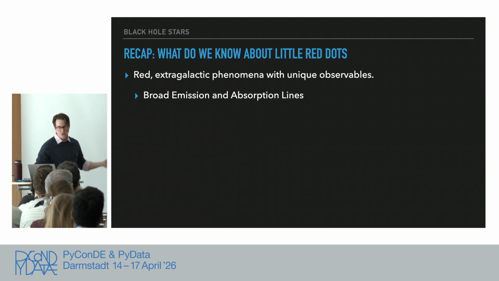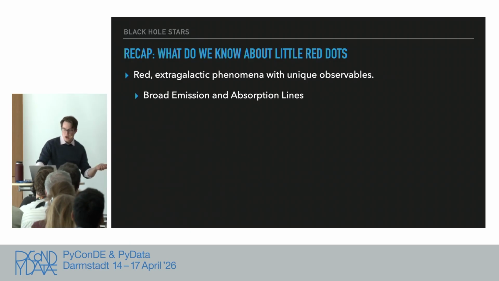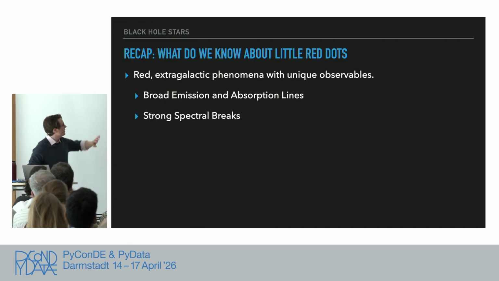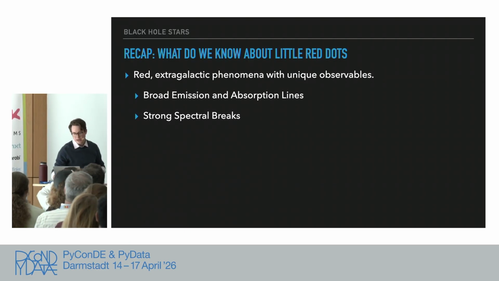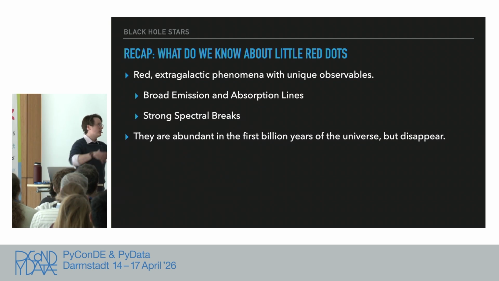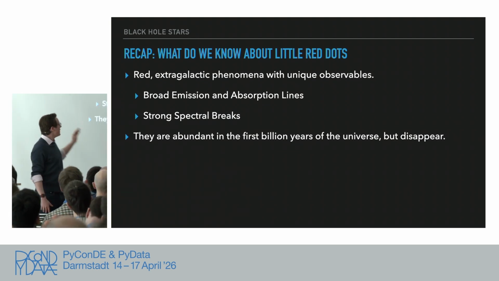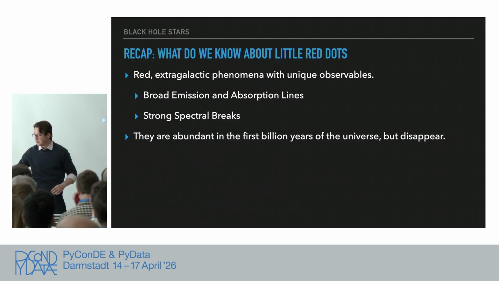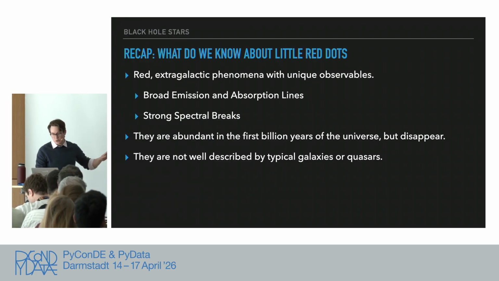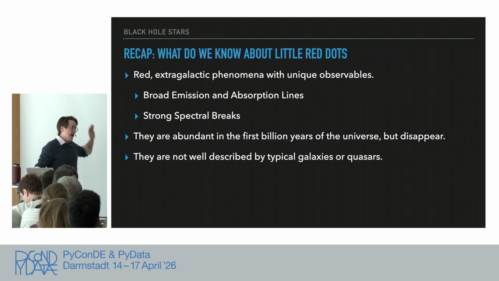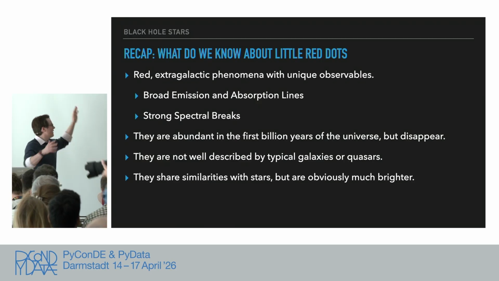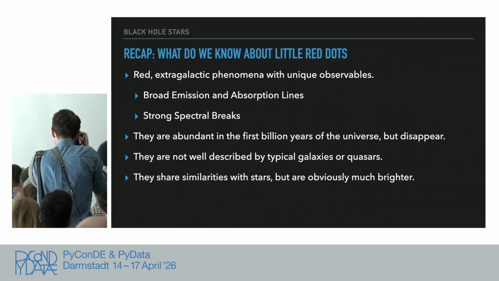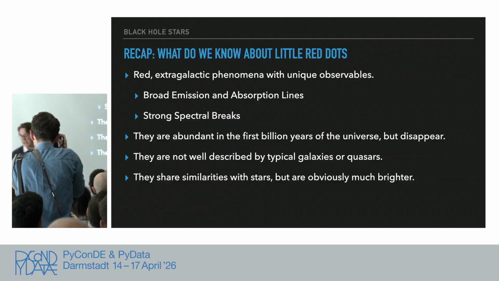For example, these broad emission lines and absorption lines, spectral breaks, which is essentially that mismatch. I didn't mention to you, but it's sort of implicit the fact that they were discovered with Webb, is that they are very easy to find in that first billion years of the universe, but they disappear afterwards. And they're not described by typical galaxies or quasars. I haven't proven this to you because it would be a little tough, but they share a lot of similarities with stars, but of course they're as bright as a galaxy, so they can't just be a star.